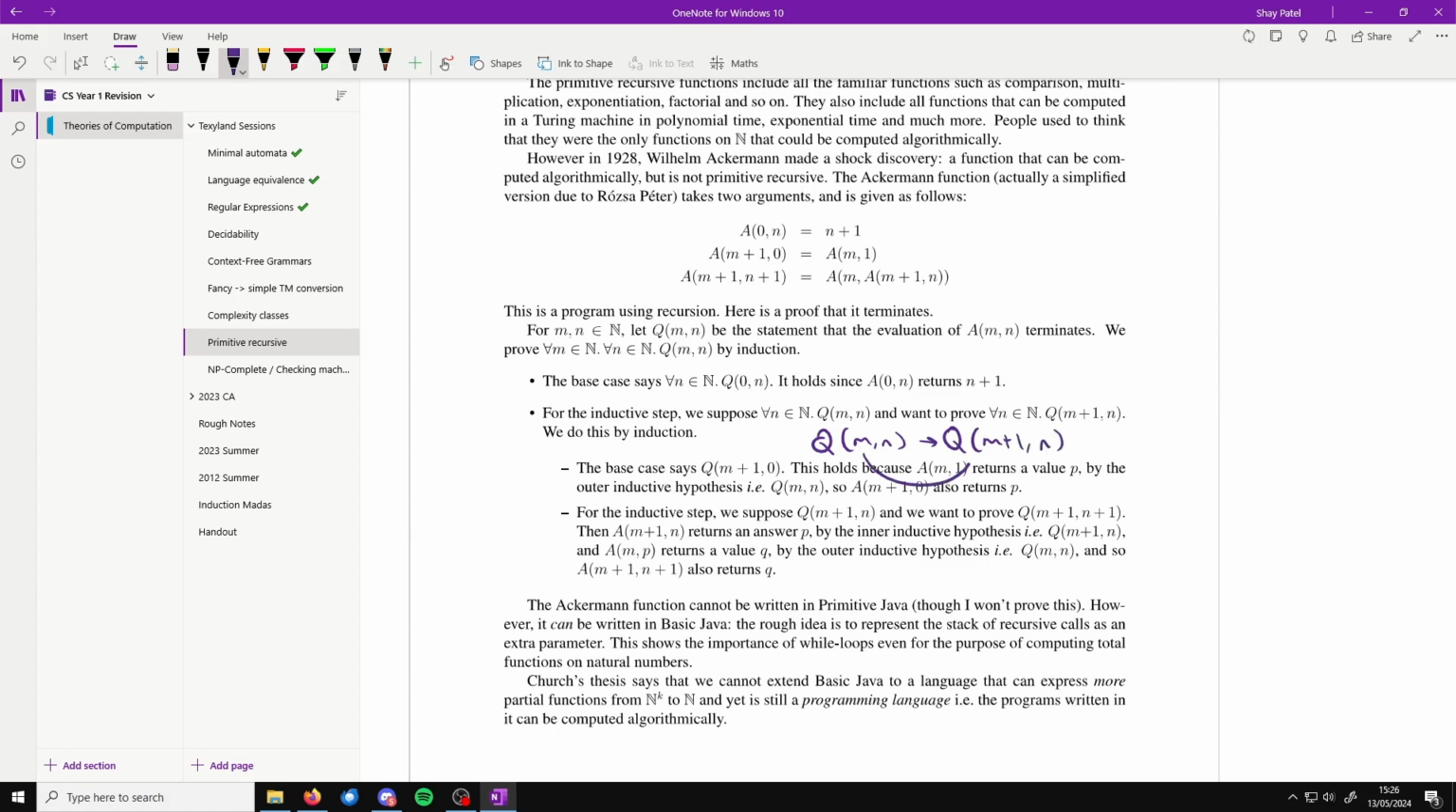And the similarity with induction here is this step here. So we have this m here, we have this m plus 1 here. And this is our hereditary step, saying this implies this. And so we do this by induction. The base case, so this is our inner inductive hypothesis. So this is our inner induction.